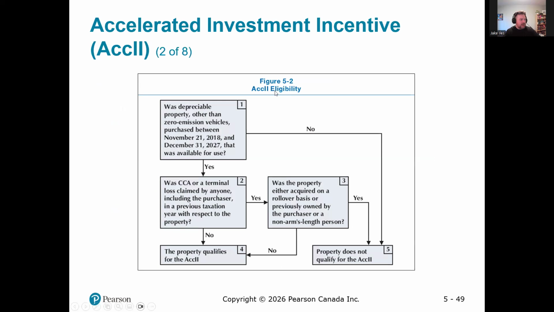So there is this flow chart to see when AccII applies, but basically it just asks, is it new? Is it new to you? Has amortization been taken on it before? If sold or purchased, did it come from a family member? Has the half-year rule or CCA been taken already? Because if that's true, then you're not going to get the half-year or AccII again, right? It only really applies in the first year.